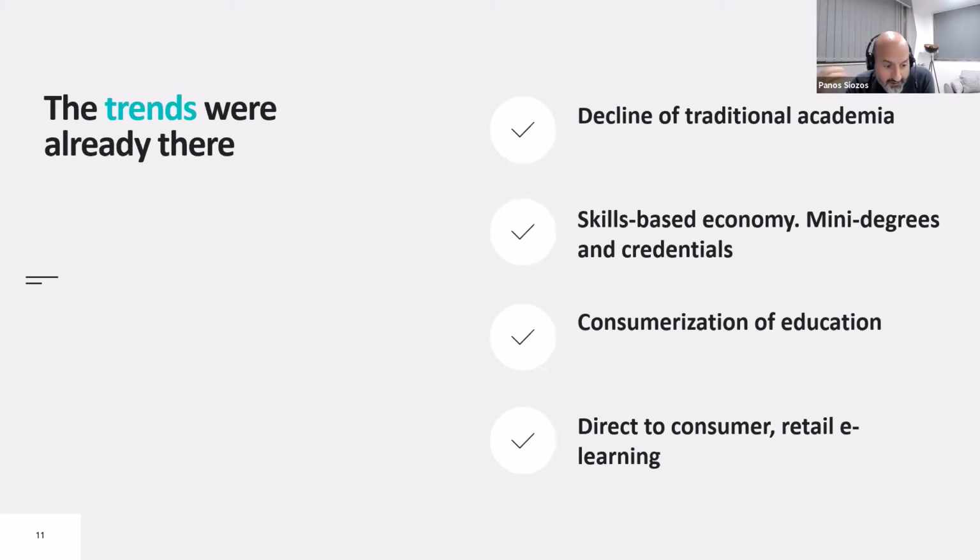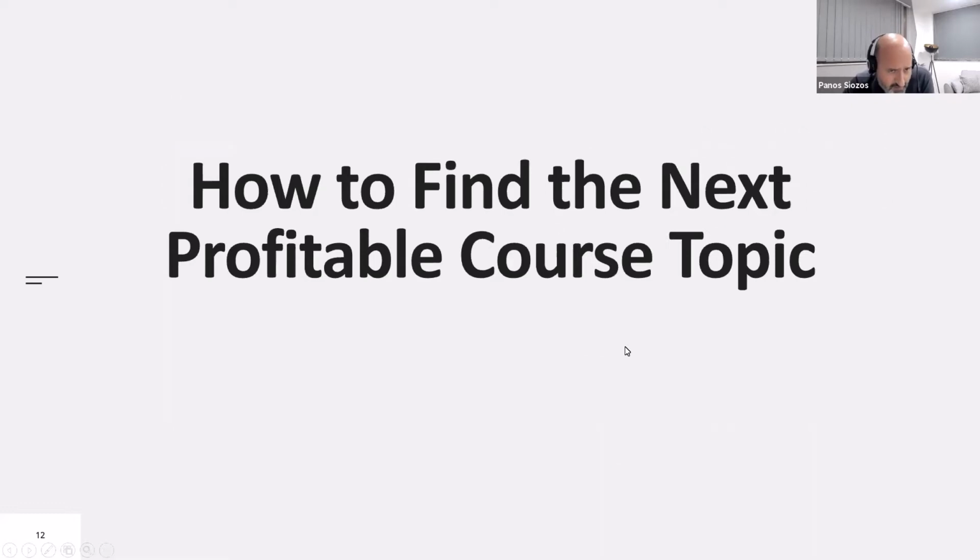And people are used to getting out their credit card, going online and purchasing an online course. So you're already operating in an environment where e-learning and retail e-learning, the purchasing of online courses, is already a fact. So that's a great start to begin this. That's something that wasn't self-evident a few months ago, but now you're ready to start from a much better position. So the next thing on our plate is how to find your next profitable course topic.